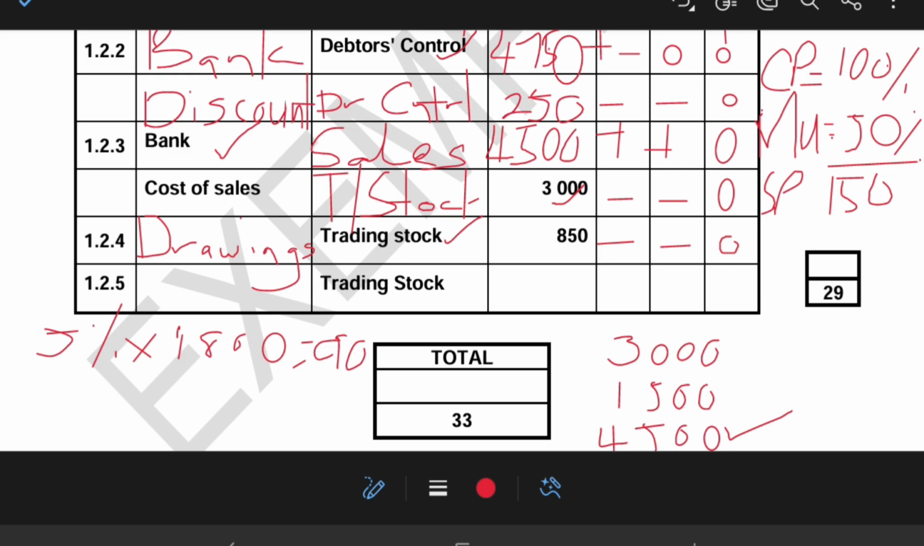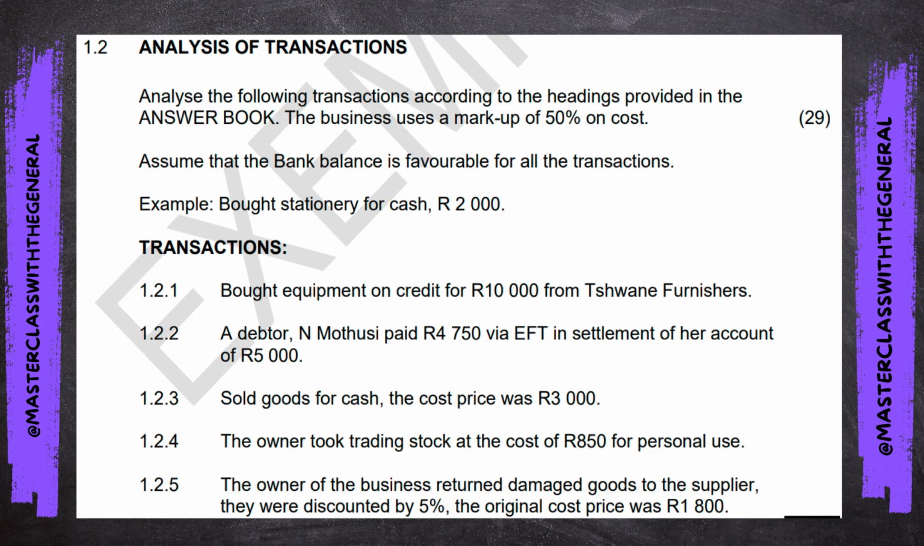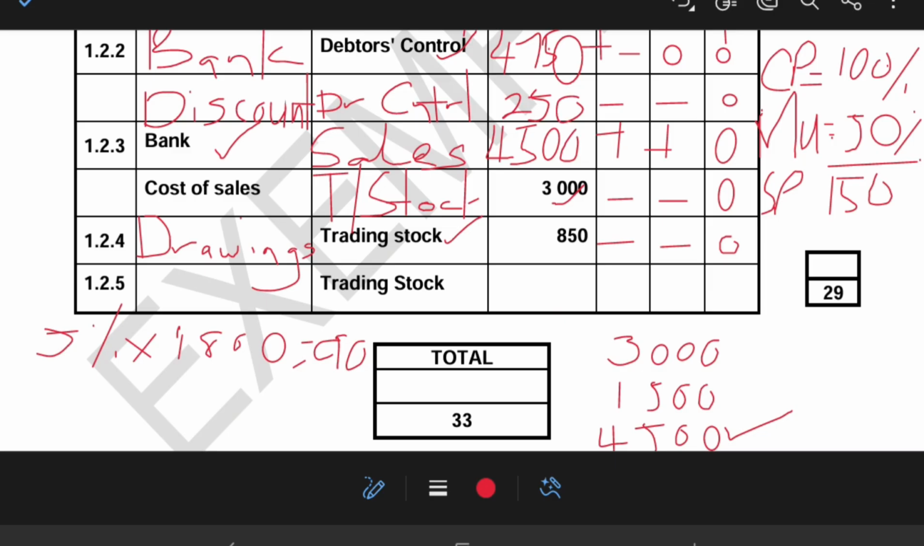less 90. The owner of the business returned damaged goods to the supplier and they were discounted 5%. The original cost price was 1,800. So we are not going to use the original cost price. We are going to use 1,800 minus 90, which will give us 1,710. So we are going to go and enter. Trading stock has already been entered. Because we are returning it, it is decreasing.